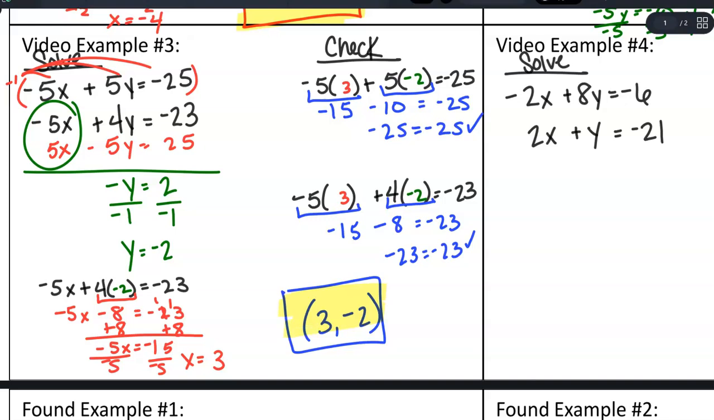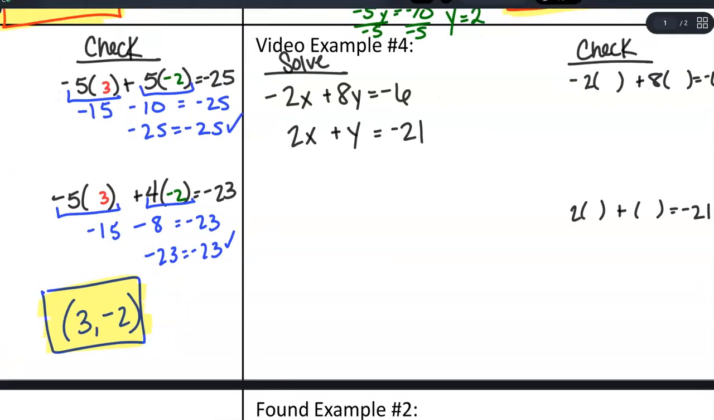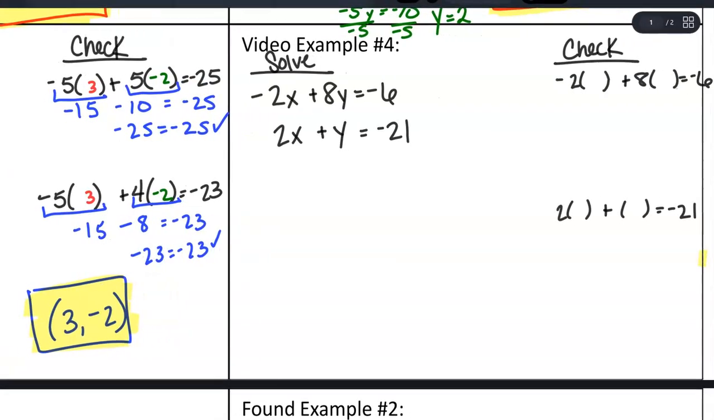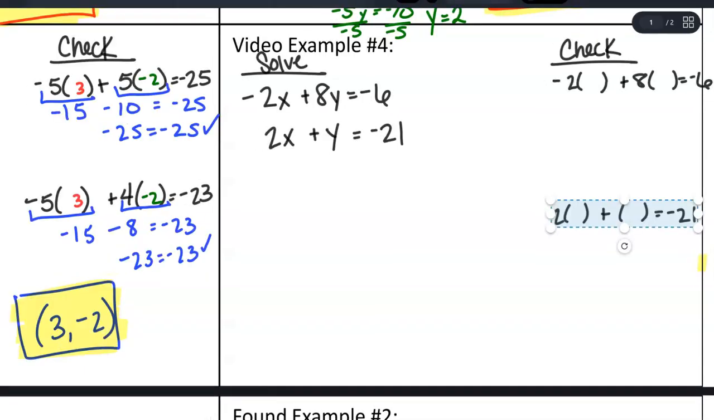See, if I wouldn't have done that check step, I probably would not have caught my mistake. And I promise I didn't do that on purpose either. So it happens. All right, last example.